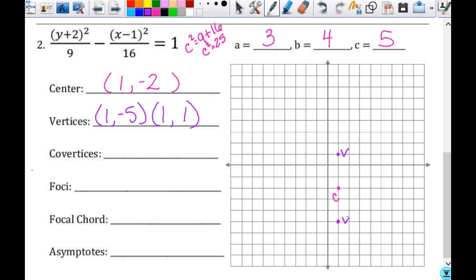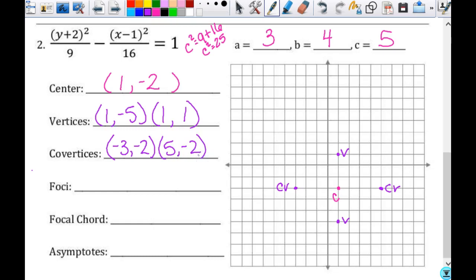So for my co-vertices, I use the B value, which is bigger than A, and that's okay. 1, 2, 3, 4. 1, 2, 3. 1, 2, 3, 4. This is my co-vertex. So that means that's going to give me 1 minus 4, which is negative 3, negative 2, and 1 plus 4, which is 5, negative 2.